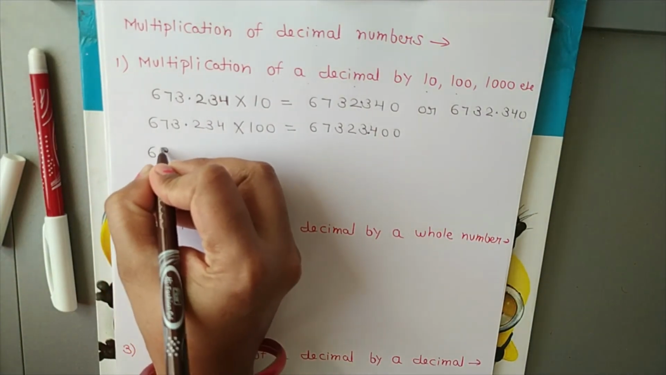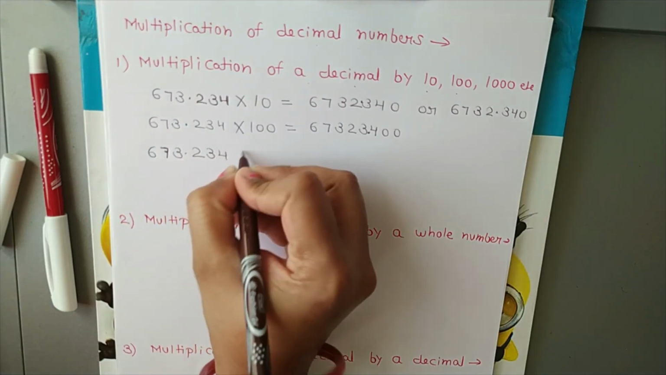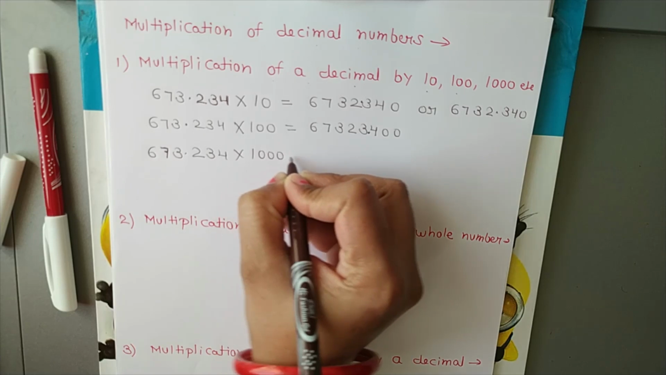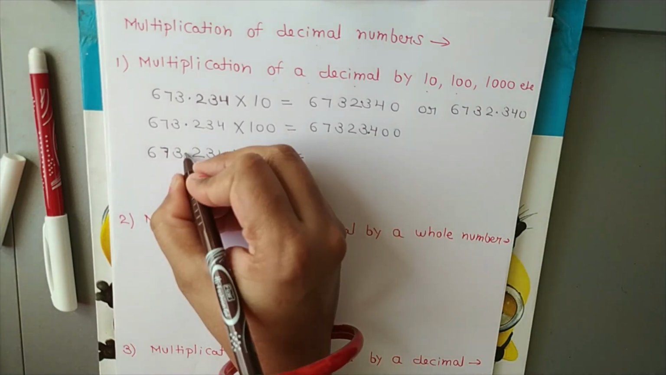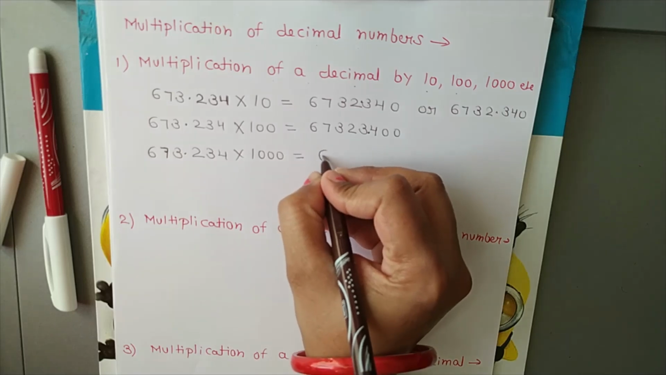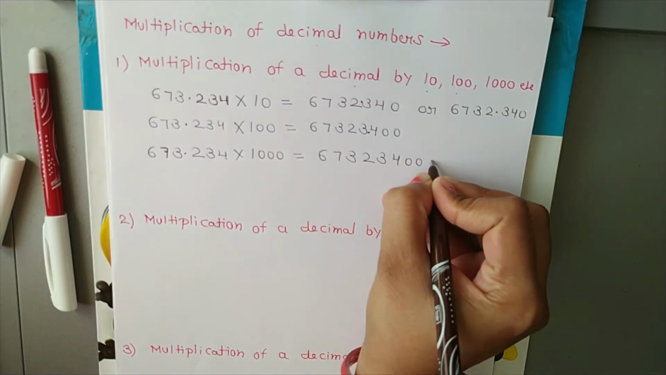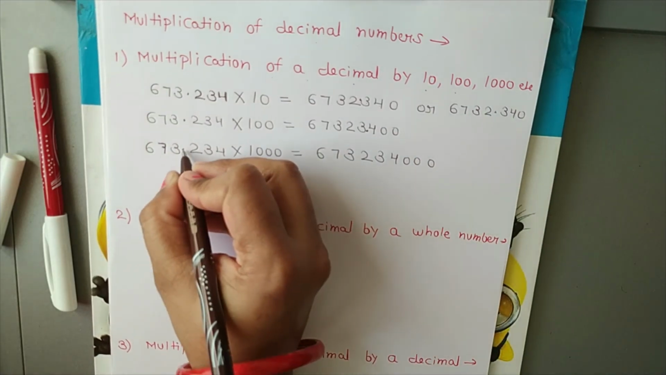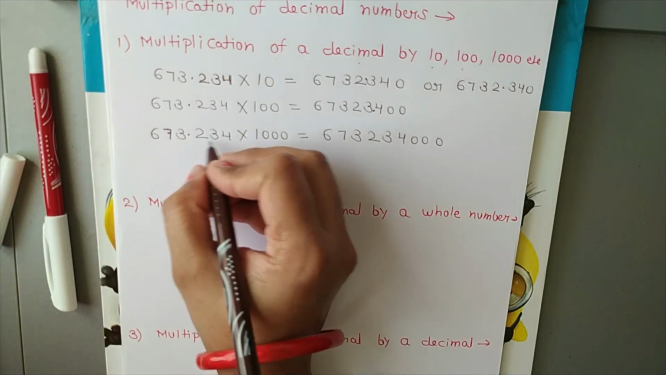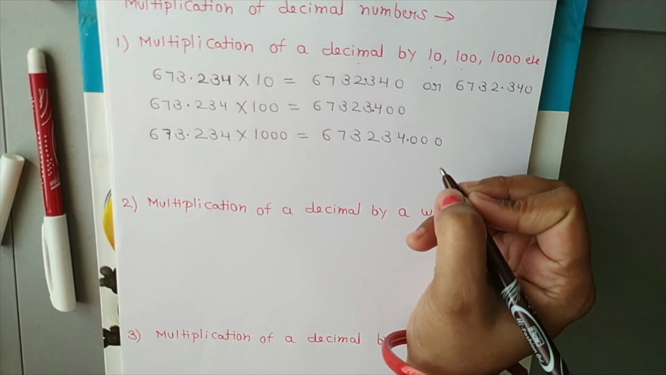Or in a simple way, you can multiply it by, suppose, 1000. So ignore the decimal and then multiply it by 1000. So it will be 673234000. Then how many digits are after the decimal? 3 digits. So 1, 2, 3. Here you can put 0.